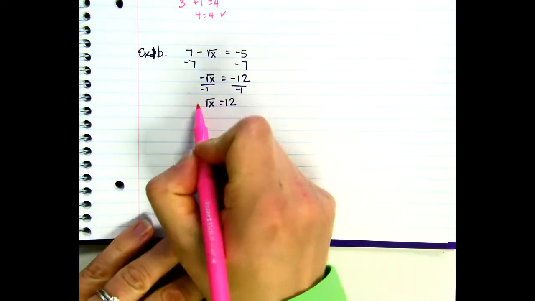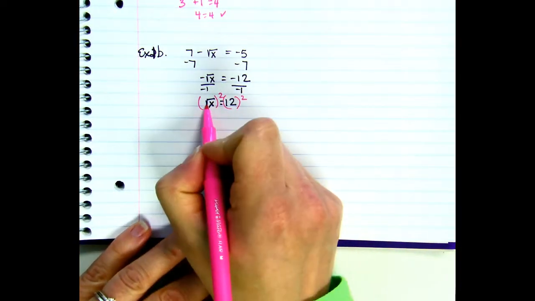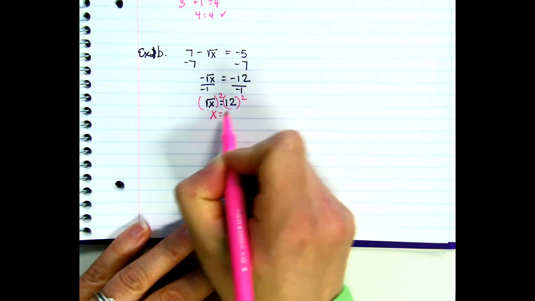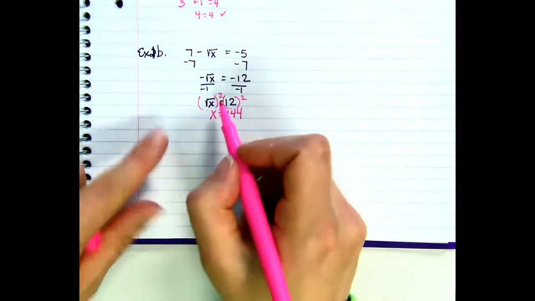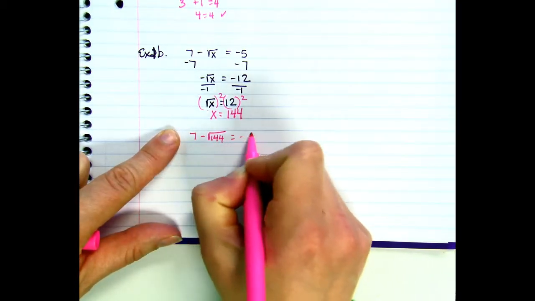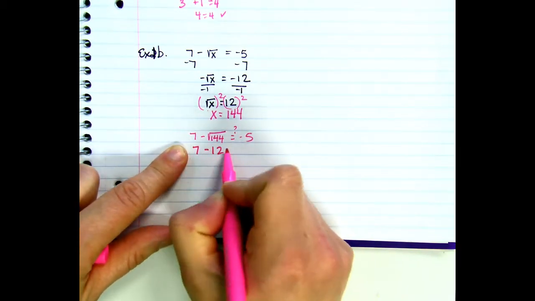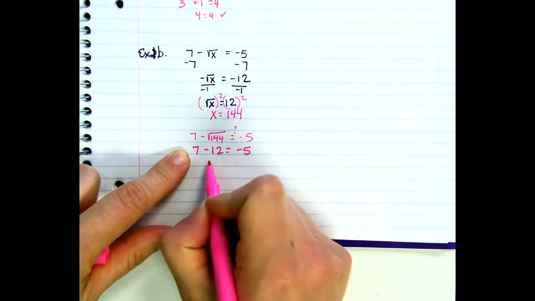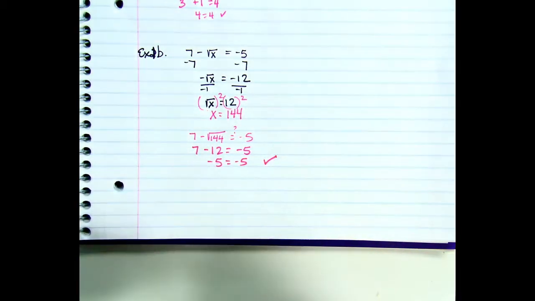And again, I can just do my rule from before, which was square each side. So the square root of x squared is x. 12 squared is 144. So let's check that. 7 minus the square root of 144, does that equal negative 5? That would be 7 minus 12. 7 minus 12 is negative 5, and those are equal. So negative 5 is my answer there.